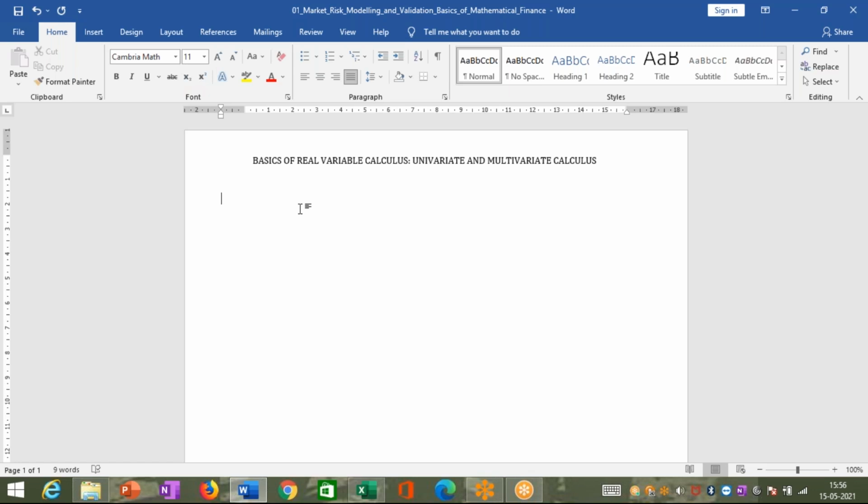We need to model causal relationships between x and y, between two variables, let's say the interest rate and the asset price. We need to model each of these relationships, right? So the question that comes up is what forms the basis of this causality. The basis of causality is defined by the concept of a real valued function.